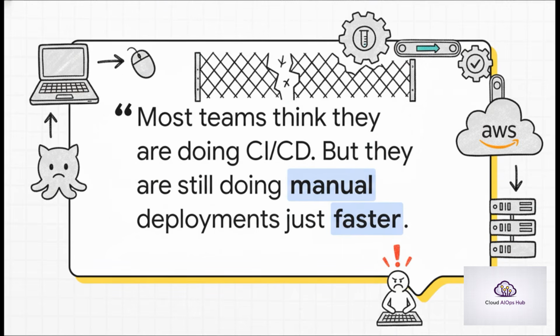I've seen it so many times. A team says, oh yeah, we do CICD, and they've got automated builds, automated tests, which is awesome, don't get me wrong. But then you look closer, and that last critical mile, getting the code actually live, still involves someone manually SSHing into a server and running a script. It's this illusion of automation.